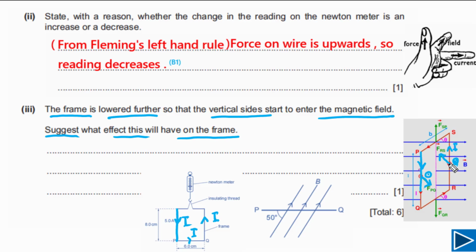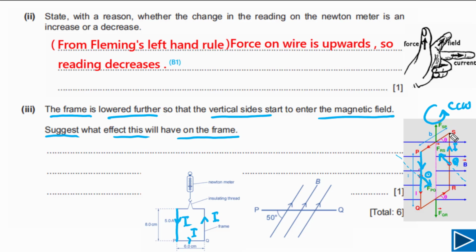But if you look at the line of action of these two forces, they are not along the same line. So it simply means that it will cause a rotational effect. In this case, the loop will rotate counterclockwise, CCW.